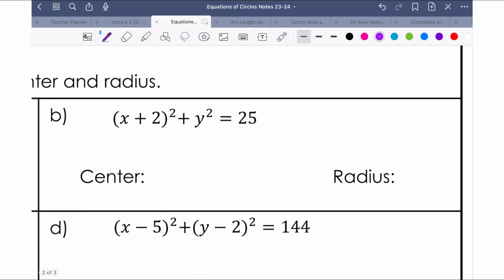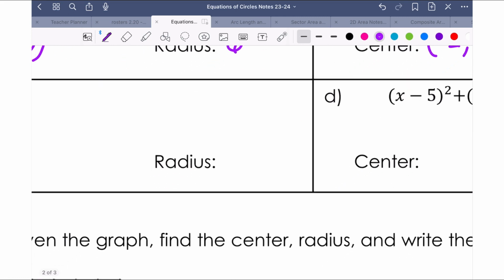Okay, what's my h if the equation is a +2? If it was a plus, that means you change the sign, so it was a -2. If there's nothing there, what's the k? 0. Okay. And then what is the square root of 25? 5. So your radius is 5. And if you don't know your perfect squares, it's okay. Just plug it into Desmos. I'll show you on here.